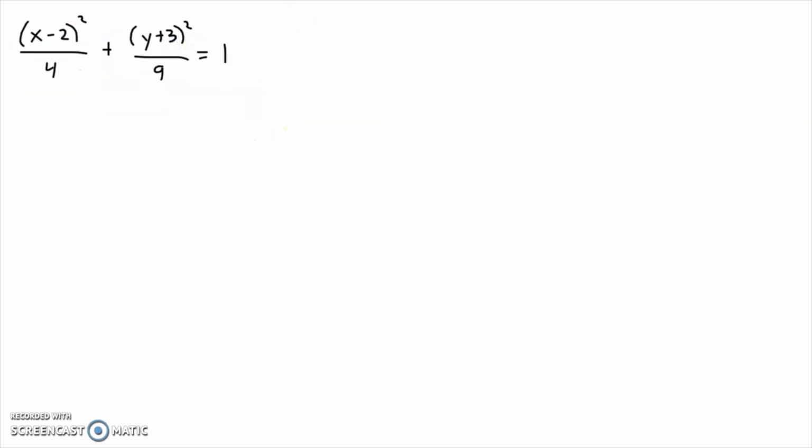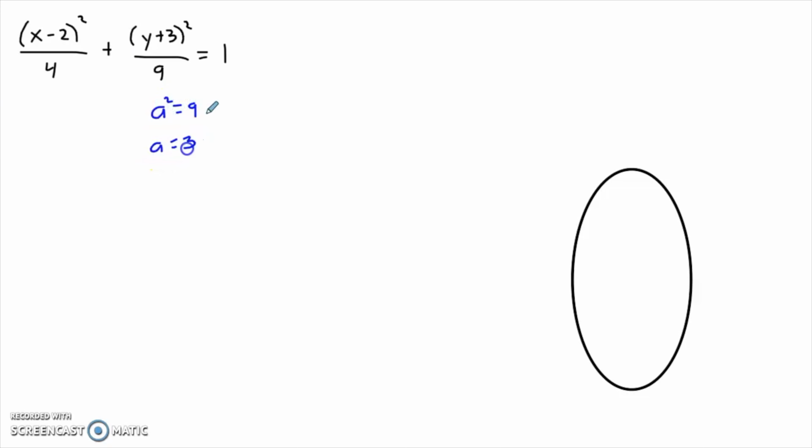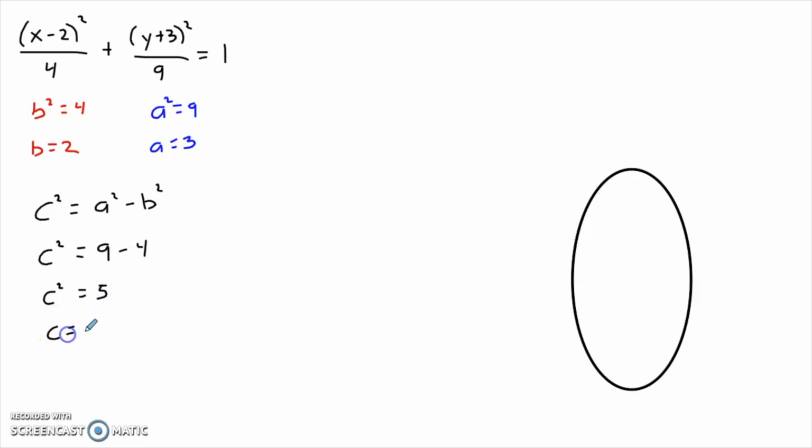Once we have the equation of the ellipse, we can see that a squared is under the y squared term, which tells us this ellipse is going to be taller than it is wide. Since a squared is equal to 9, a is 3, and since b squared is equal to 4, b is 2. Remember that a squared is always the larger of these two numbers. Since c squared equals a squared minus b squared, c squared is 9 minus 4 in this case, and c ends up being the square root of 5. The center of the ellipse is always h comma k, where this is x minus h and this is y minus k. So in this case, the center is 2 comma negative 3.